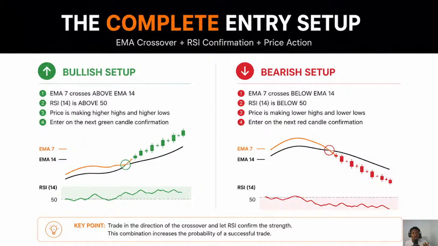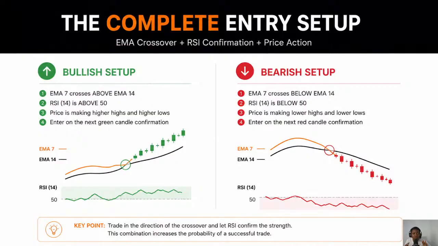And for the bearish setup, we want the EMA 7 to move below the EMA 14, and then again we have to check RSI. If RSI is below 50, that gives us additional confirmation that short-term momentum is negative, and that the market will possibly start going in a downward direction.